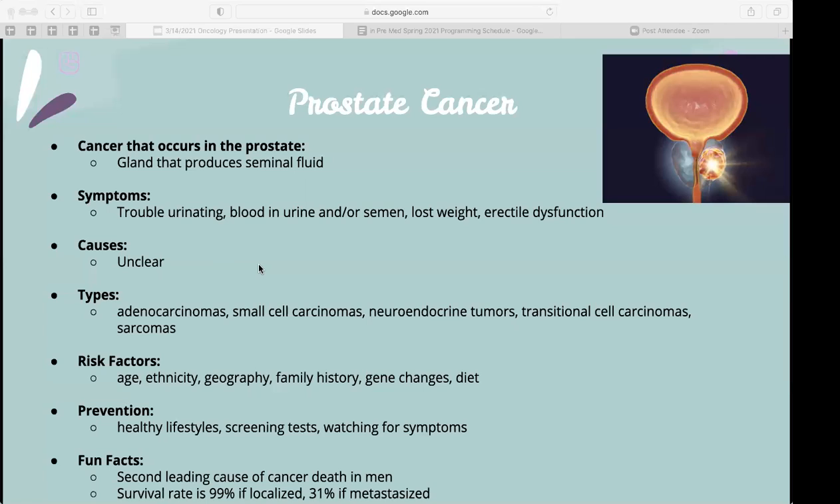Lastly, here are some interesting facts about prostate cancer.